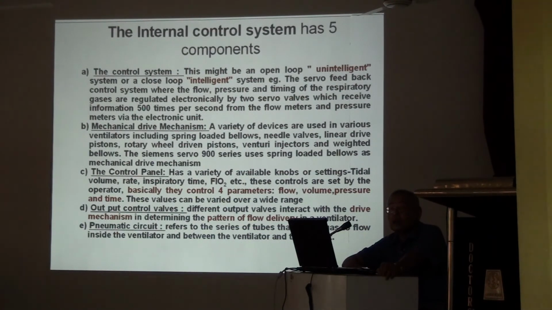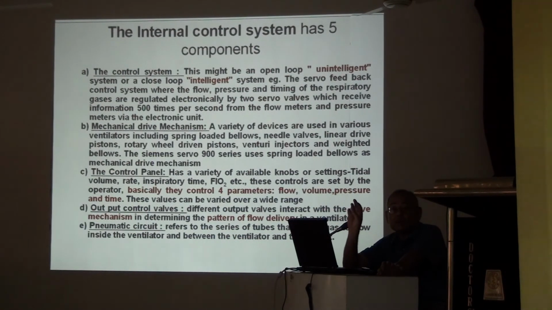Now coming one by one. The control system. This might be an open loop, unintelligent system or a closed loop, intelligent system. Already you have learned about it during the master diagram. I have told you there are 2 limb circuits. That means air goes into the patient's lung by one limb, the inspiratory limb, and the other limb, the expiratory limb, goes inside the machine where the exhalation ports are, and it is monitored from that. That means some form of feedback is fed to the machine ROM and RAM for combining a generation of flow pattern.